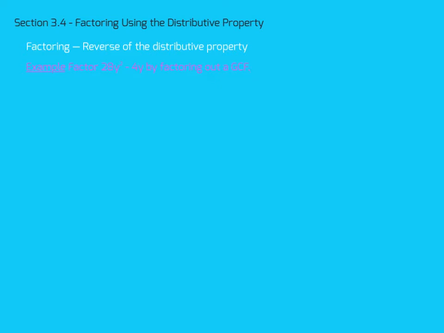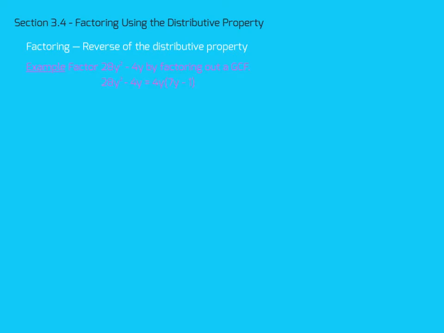That's what GCF stands for, greatest common factor. So what we need to do is look at our two terms and decide what is the greatest common factor they both share. In terms of the numerical part, they both have a 4 as their greatest common factor, but in terms of the variable part, they both have a single y. Therefore, the GCF is going to be 4y.